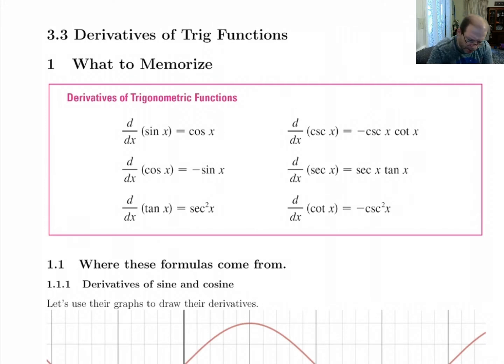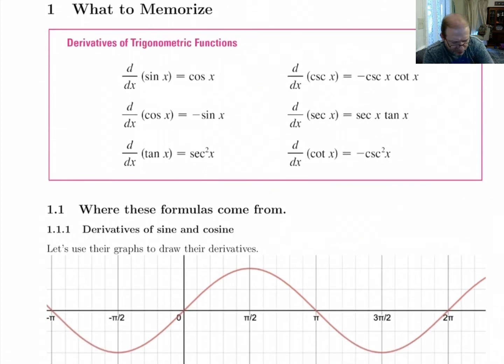So this chart you should just memorize, even though you can refer to a chart. You should know these, especially if you're going to take Calc 2, because these are going to come up a lot. So let's just look at them. The derivative of sine is cosine, derivative of cosine is negative sine, and the derivative of tangent is secant squared. If nothing else, memorize those three. Once you know those, the others are kind of related.